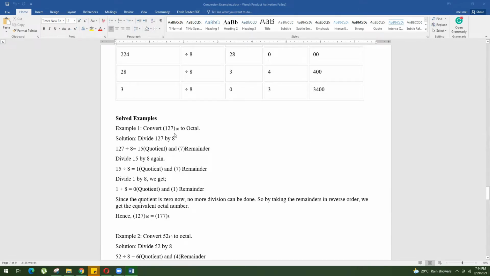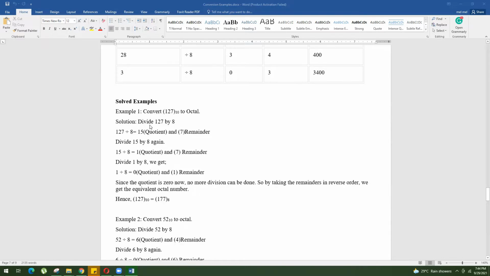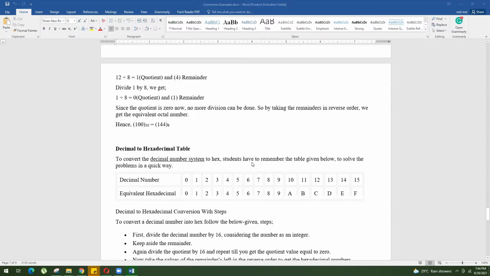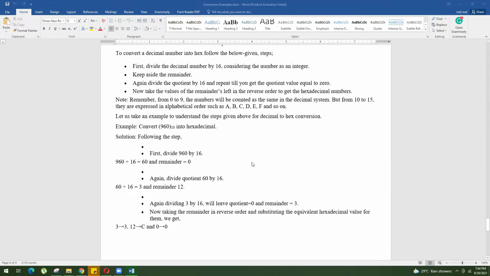Another example: 127 base 10, or decimal 127, converted to octal. 127 divided by 8 is 15, remainder 7. So we have 15 divided by 8 is 1, remainder 7. 1 divided by 8 is 0, remainder 1. So we have 177 base 8. Okay. How about decimal to hexadecimal?